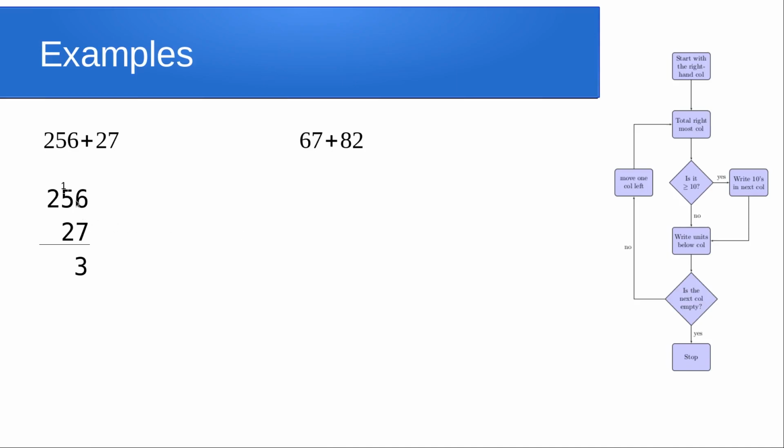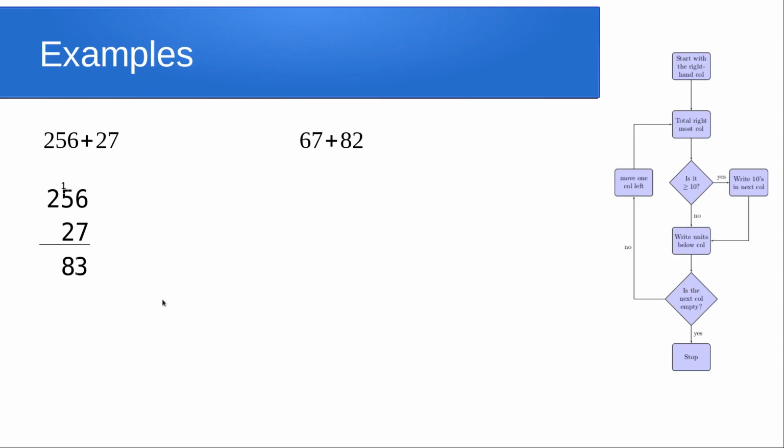Is the next column empty? Well, no, we've got all these things in it. So we move one column to the left. So we move over here and we get its total. 1 add 5 add 2 is 8. Is that greater than 10? No, it's not. So write the units column below. That's just the 8. There we go.